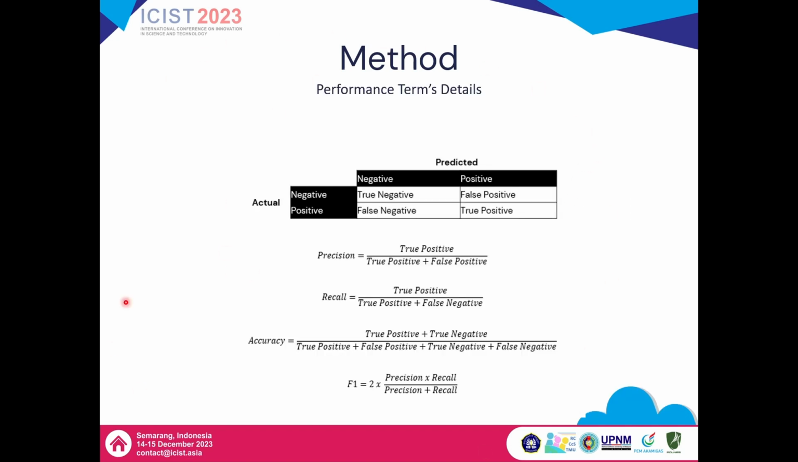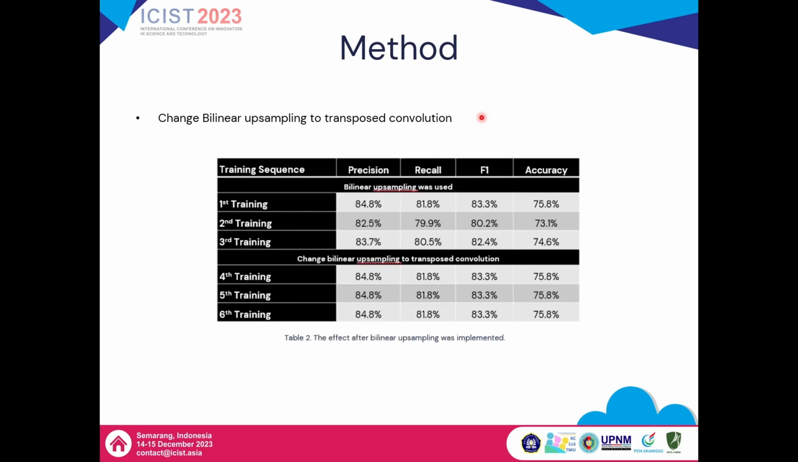About the performance terms in detail, there are negatives and positives. The precision is the ratio of the true positives over the sum of false positives and true positives. Recall is the ratio of the correctly predicted outcomes to all actual positives. And the accuracy is the ratio of the correct predictions out of all predictions made by an algorithm. This is the performance terms that we will use.